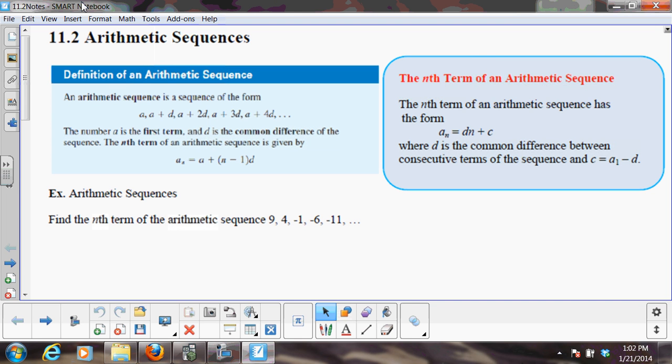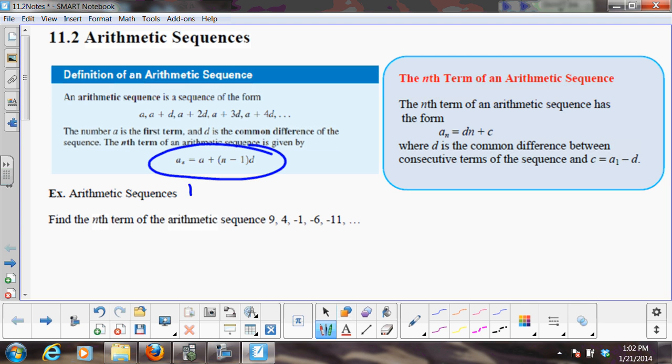This is section 11.2, arithmetic sequences. This is a specific type of sequence that changes by adding or subtracting a number to get to the next term. Here is your general form for an arithmetic sequence. I don't know how visible that is.